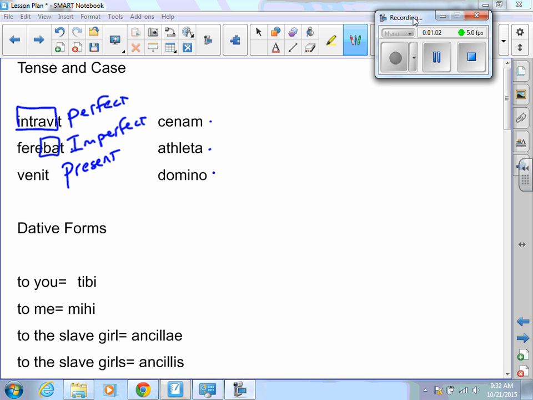Looking at the nouns, over here we have canem. The EM says, hello, I am part of the third declension, and I am what case? Accusative case. Athleta, I need to know that it's first declension, and I know that that A in the first declension makes it nominative. Domino has the O ending. If I know that that's second declension, I know that that O is dative.